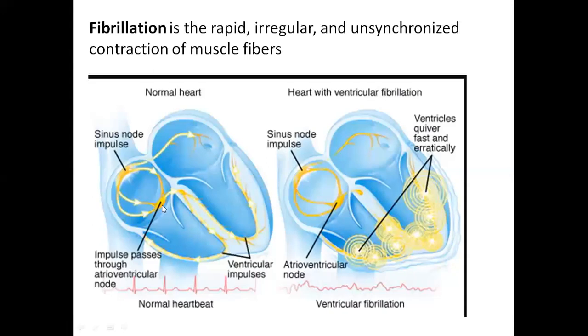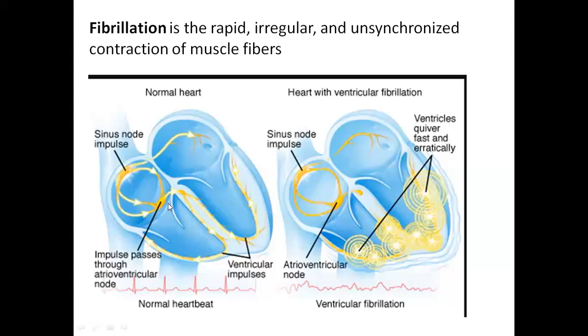So from the SA node, the impulses will be generated, and those impulses will travel to both the atria, the right atrium and the left atrium. After that, the impulse reaches the atrioventricular node, the AV node. After reaching the AV node, it is not sent immediately to the ventricles. It will take some time to propagate these impulses to the ventricles.